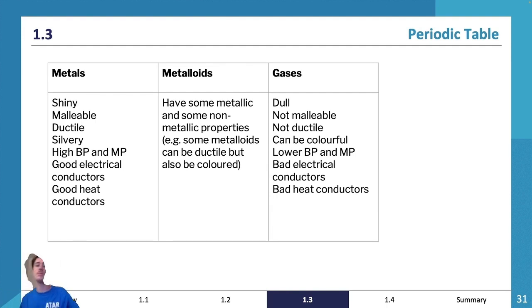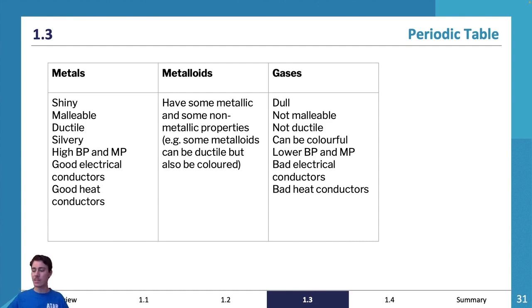Ductility refers to the ability to make a wire out of metal. So all of our wires in all of our machinery, it's metal, it's ductility. They're silvery. They have a high boiling point and melting point. They're really good electrical conductors, which means that they can conduct electricity, which is why we make them into wires in the first place, because they move our charge and therefore we have electricity movement.